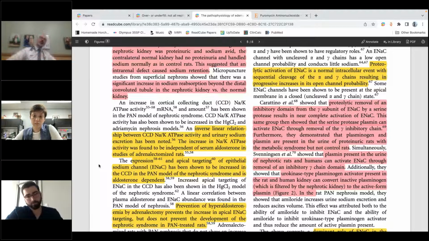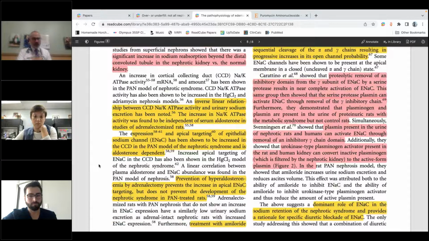So if there's more basolateral activity, it means you're pulling more sodium out of the cell. That favors the electrochemical gradient for sodium to move into the cell. So if you're pulling it out of the bottom, more can go on the top, and more is going to get pulled out of urine into circulation. And so that's on the basolateral side.